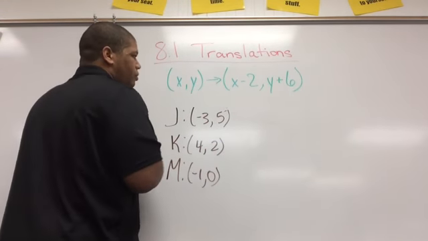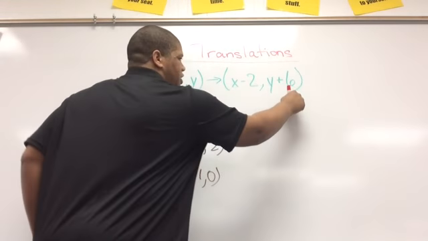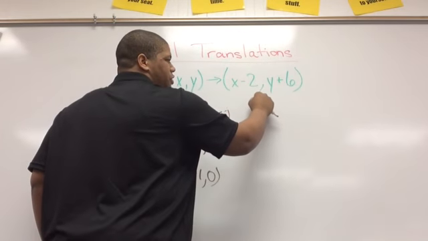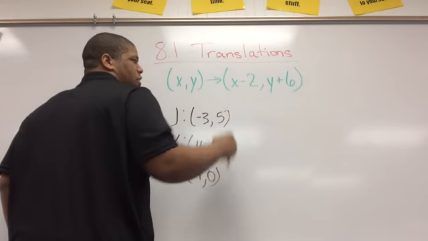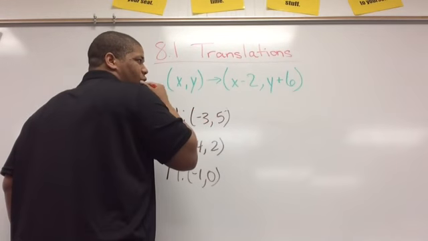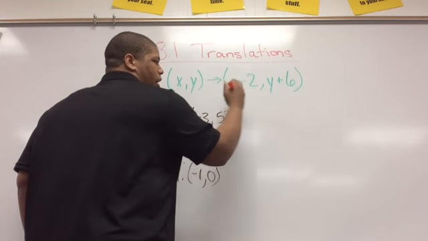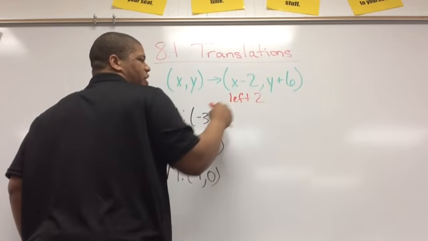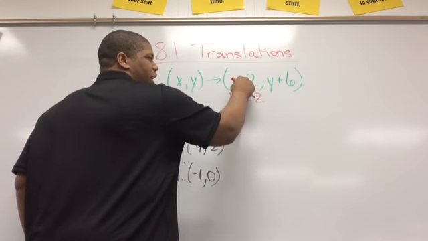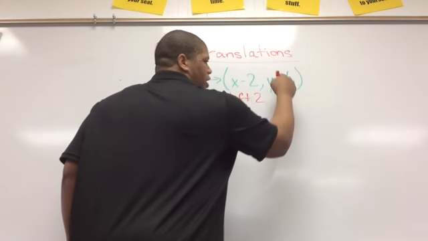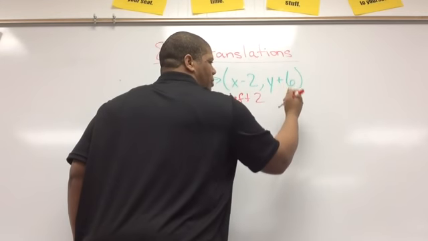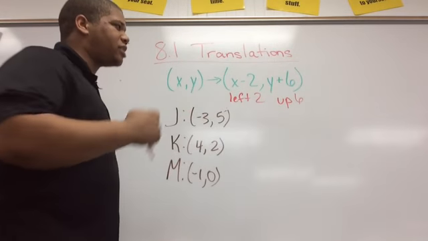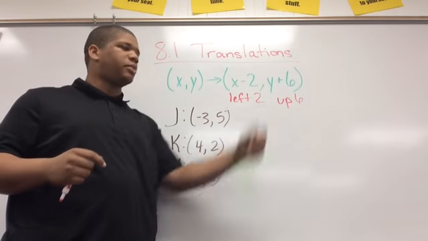So, if I look at my algebraic expression, it says x comma y goes to x minus 2, y plus 6. So, if I do x minus 2, which way am I going? I'm going to go left 2, because remember, x goes right and left, and it's minus, so left 2. And then I have y plus 6, so I'm going to go up 6, because y goes up and down. The y-axis goes up and down, and it's plus.